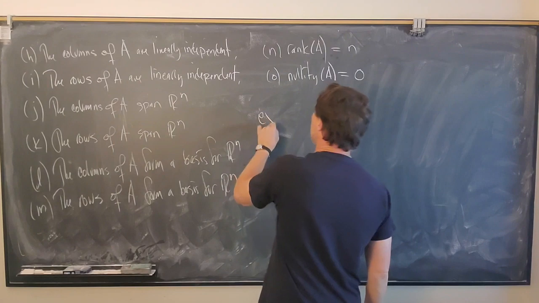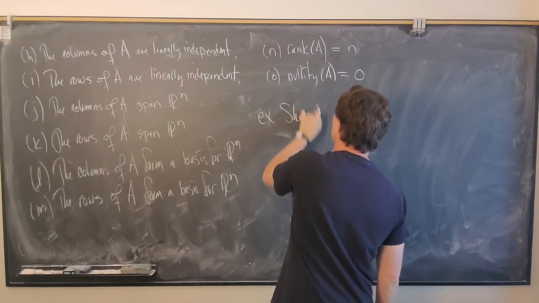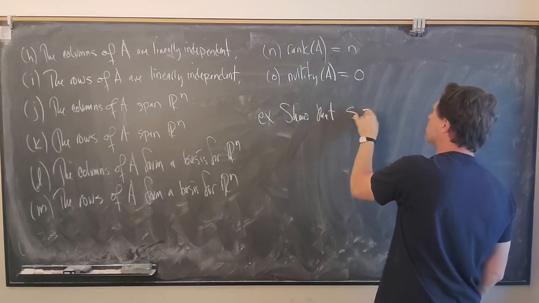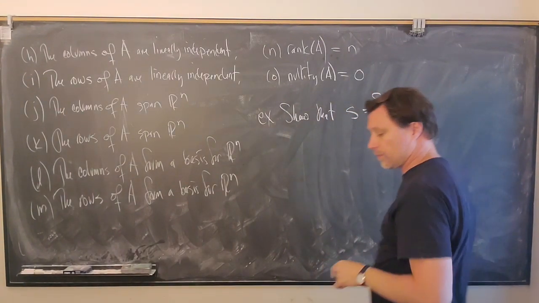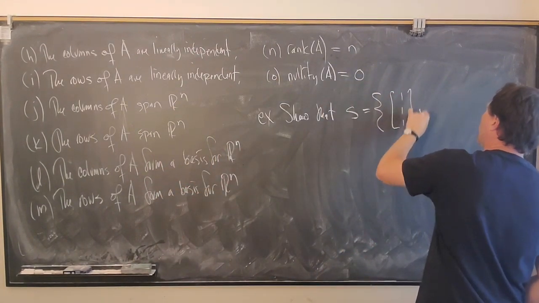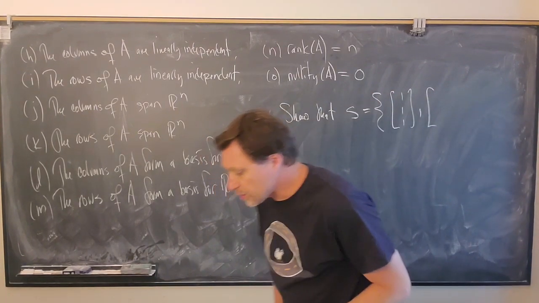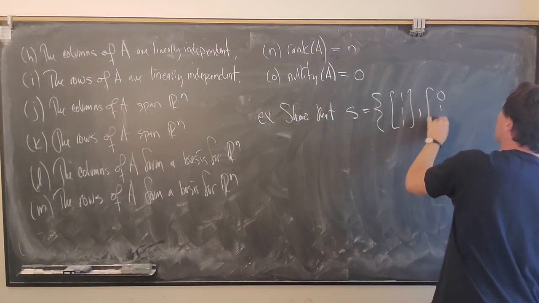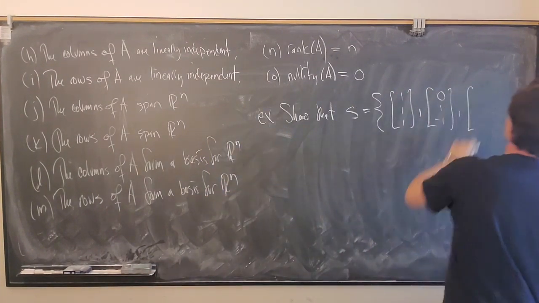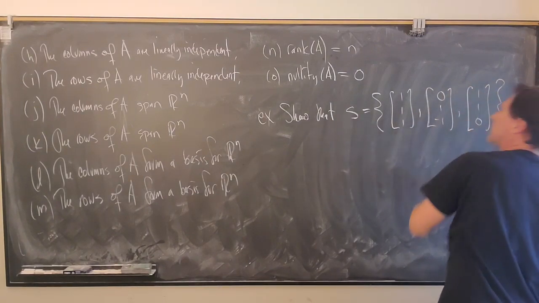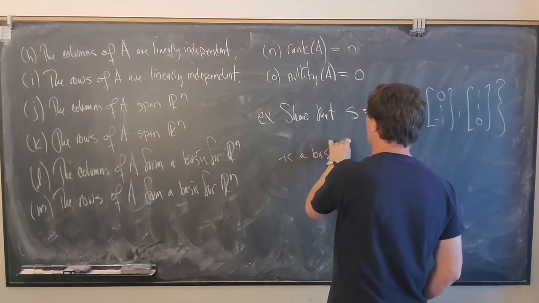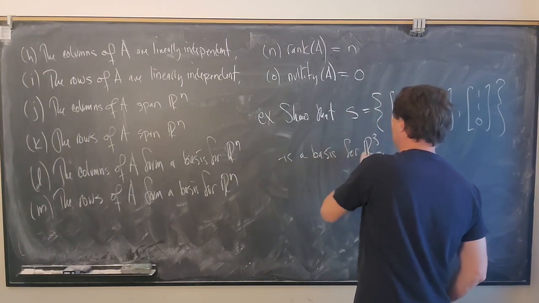So, as an example, let's show that the following set, call it capital S, consisting of the following vectors: 1, 1, 1, 0, 1, minus 1, and 1, 1, 0. I want to show that this set is a basis for R3.